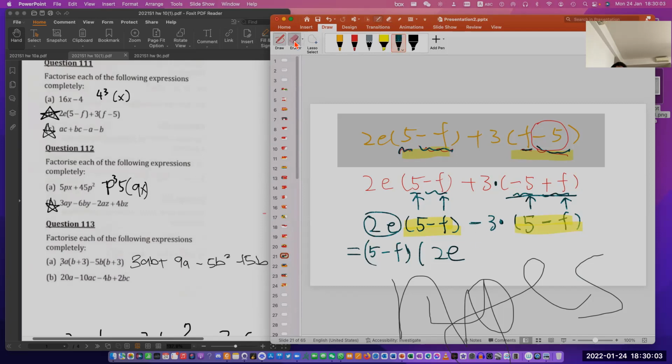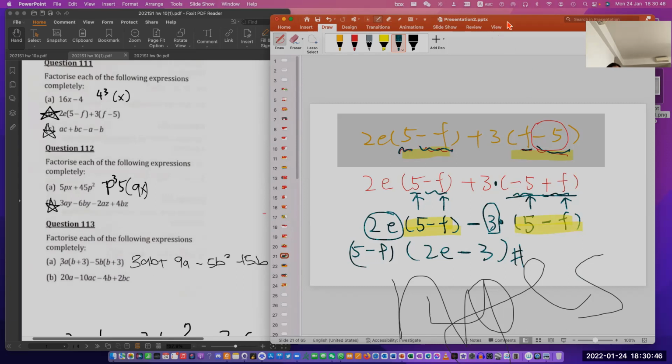Okay, so in fact, before I take out the common factor, let me just reverse. Just now I have plus minus. My first step should be to simplify the sign first. So plus minus becomes minus. Then only I take out the common factor, 5 minus f. So once I have taken out the 5 minus f, 2e is left, minus sign in between, 3 left. So this is the answer for this.